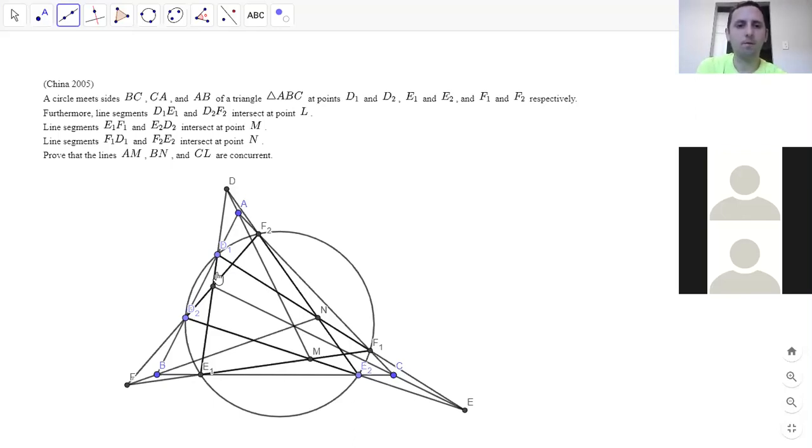Okay. So you can kind of do that, because I guess projective transformations preserve concurrency and collinearity. So you're saying you could make D1 F1 and D2 F2 diameters, right? Is that what you're saying? Yes.